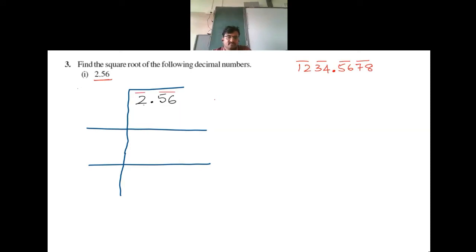Now we have these two groups. 2 is a separate group, 5, 6 is another group. We follow the same procedure. The nearest square number is 1. We get 1 times 1 as 1. We add 1, we get 2. When we subtract, we get 1.